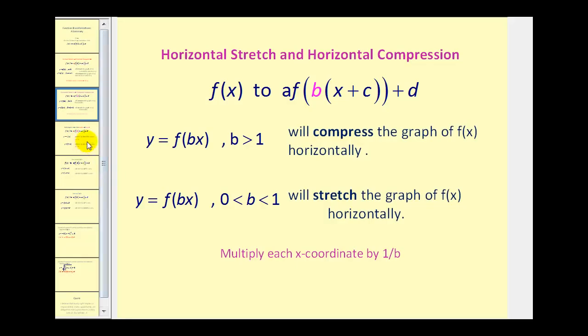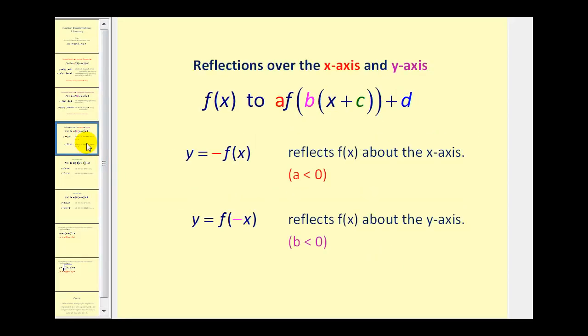Now before we talk about c and d, we need to back up a little bit and talk about what happens when we change the sign of a and b. Let's first consider when a is equal to negative 1. If y equals negative f of x, this will reflect f of x about the x-axis. Remember, f of x is equal to y, so here we would be changing the sign of the y coordinates and therefore reflecting the graph across the x-axis.